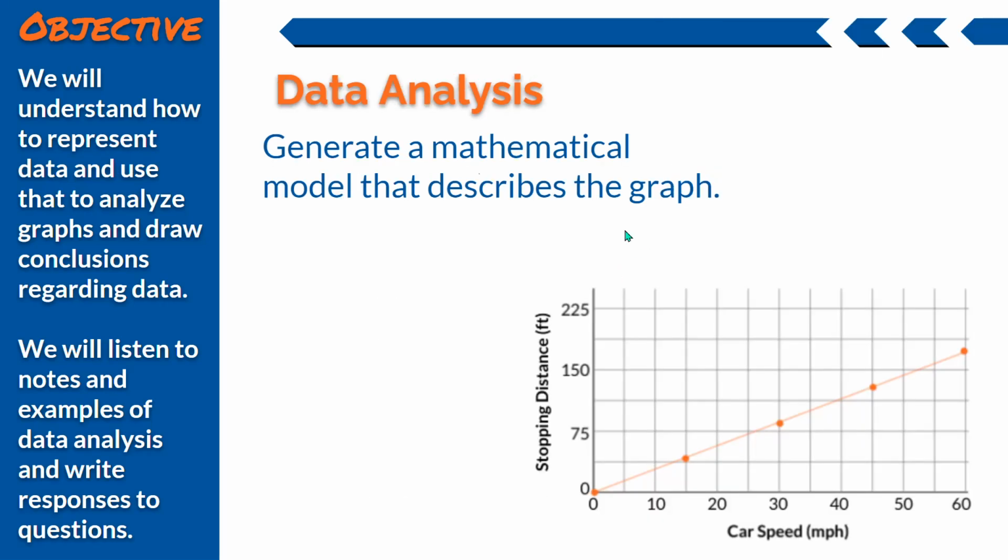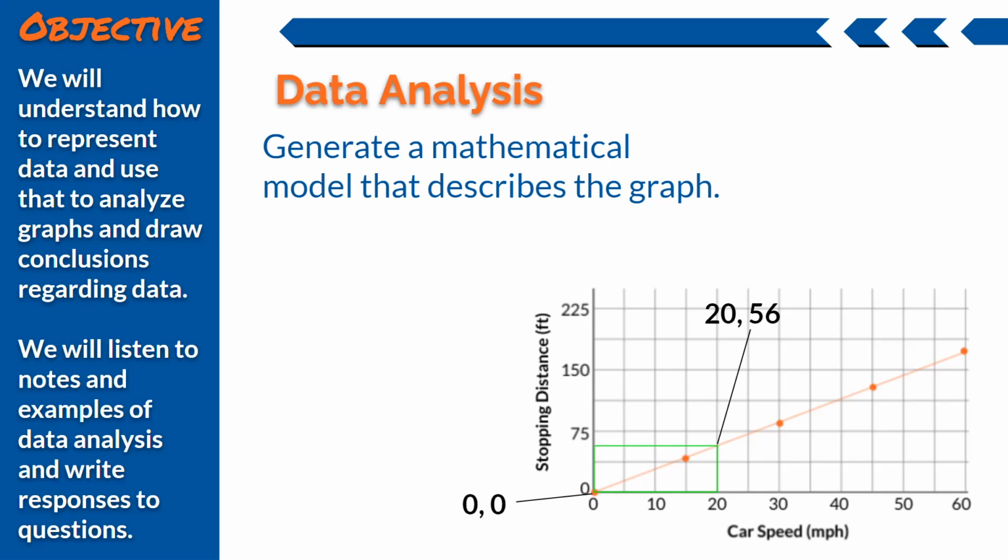Okay, so when you look at this data, in order for me to get an idea of how my speed affects my stopping distance, I would want to write a mathematical model, which means I would want to write an equation for this line. Since this one appears to be linear, I would do that in slope-intercept form, y equals mx plus b, which means I would need to find my slope.